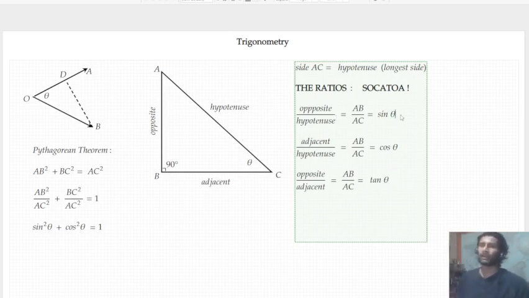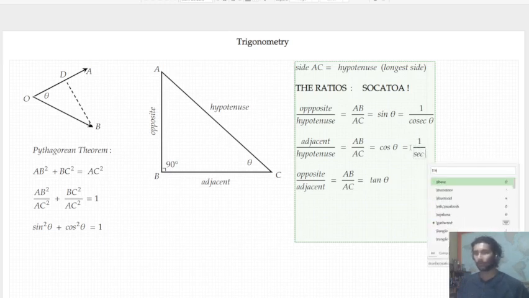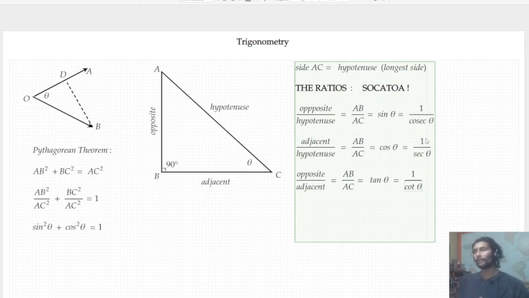Now obviously we can take the reciprocal of sine of theta, so we write it as 1 over cosecant or cosec of theta. Similarly, cos can be written as 1 over sec or secant of theta, and tan can be written as 1 over cotangent or cot of theta. So these 6 are basically the trigonometric ratios that we need to know.